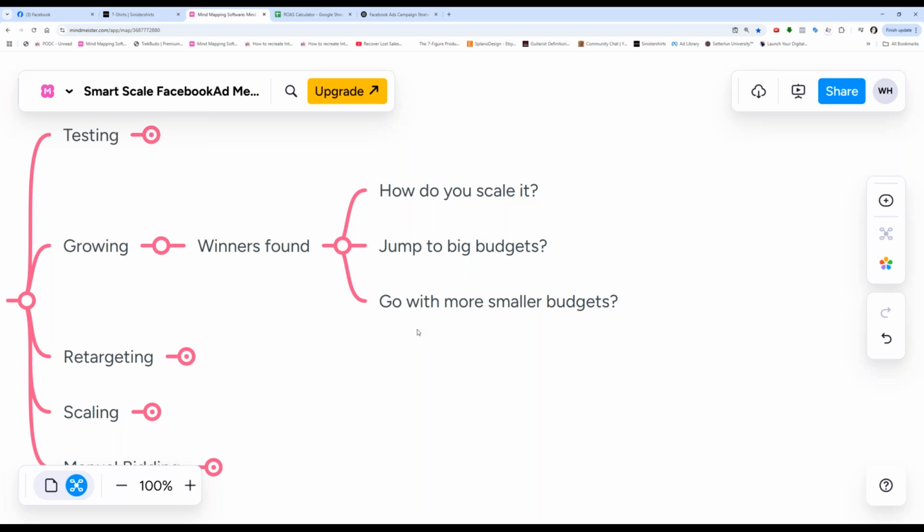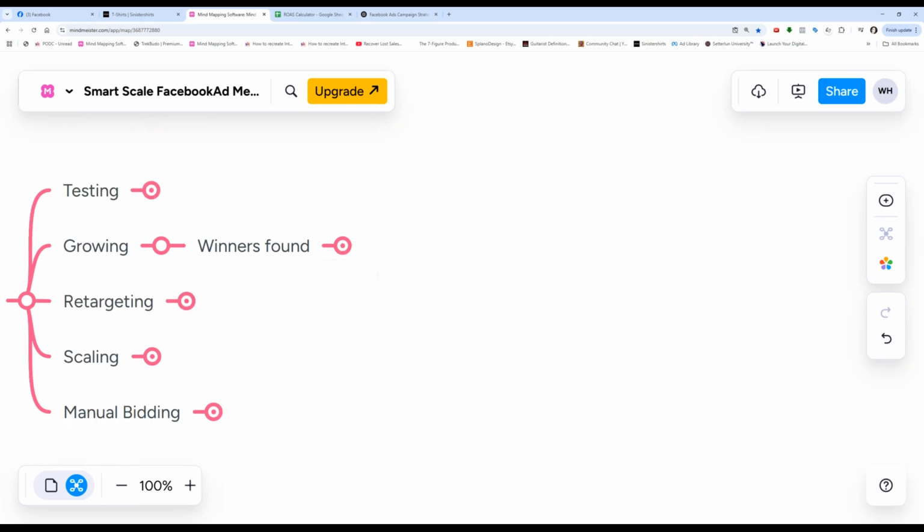Then we'll ramp it up as we get more experience, as we get more comfort, as everything feels better. So in the growing phase, we're working on our winners. We're going to scale that with smaller budgets to start, and then we're going to grow those budgets over time as they continue to succeed. Now, while all that's going on, the testing and the growing phase, we want to look at the retargeting phase.